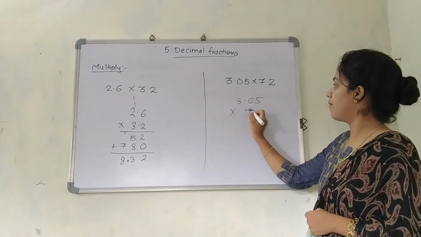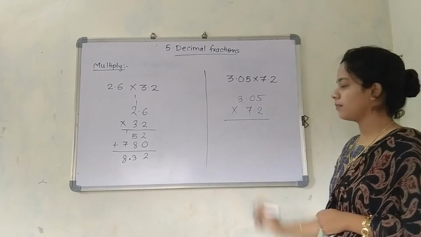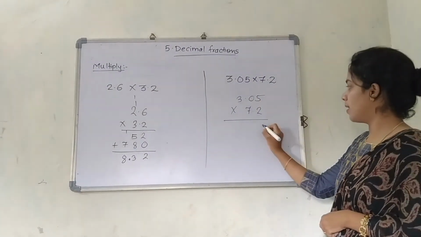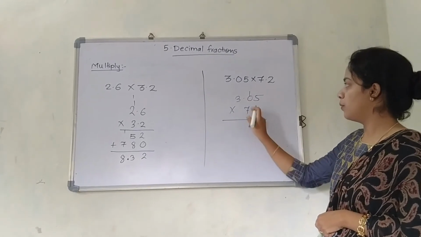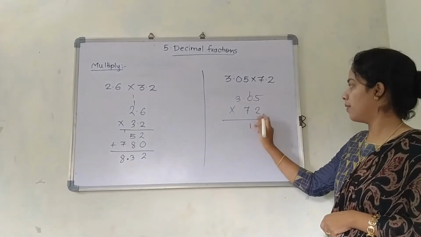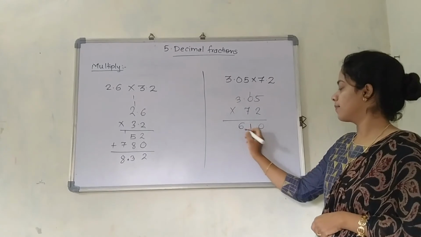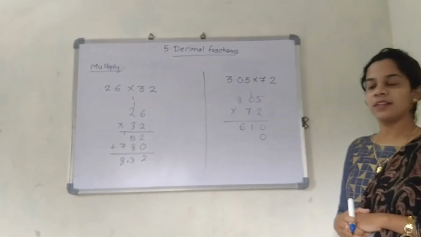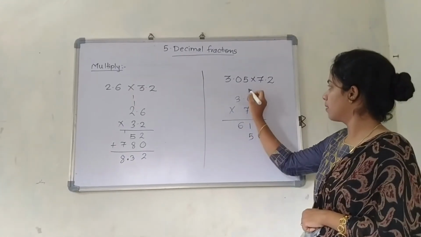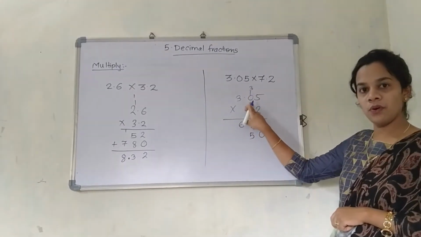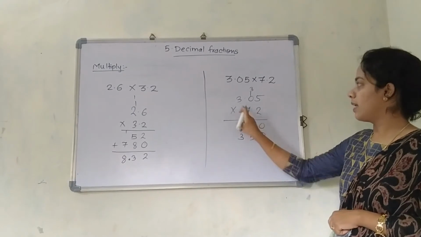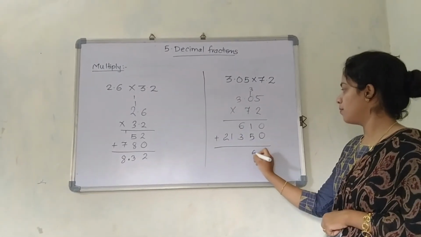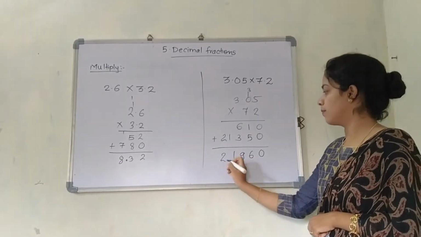3.05 into 7.2. What will we do? We will start the calculation with 2. 2 5s are 10, 1 over here. 2 zeros are 0, 1 came over here. 2 3s are 6, 0 came over here. 7 5s are 35. 7 zeros are 0, that 3 will be added here. And 7 3s are 21. Add them: 0, 6, 9, 1.